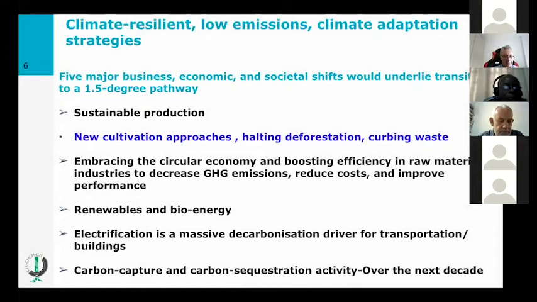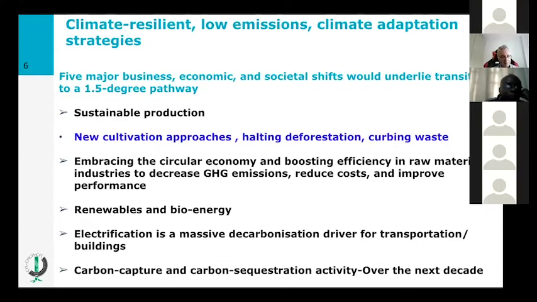So what are the climate resilient, low emission climate adaptation strategies? We could address both generally as well as specifically. There are five major economic and societal shifts that would underline a 1.5 degree pathway.